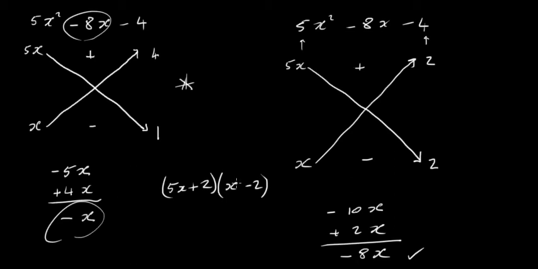Just to check that, 5x times x is 5x squared, plus 2 times minus 2 is minus 4. And if we do this kind of thing here, we get plus 2x. So we'll get plus 2x here, and going from multiplying 5x by minus 2, we get minus 10x, so that will give me minus 8x. That works. Okay, I'll do one more of these, and we'll see how we go with that one.